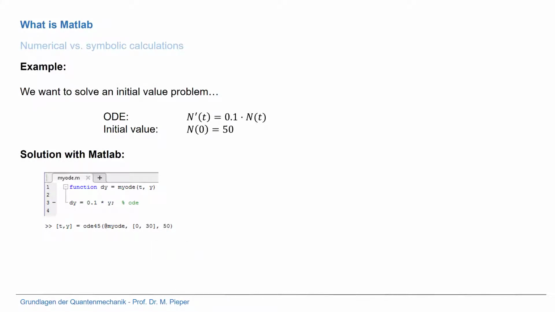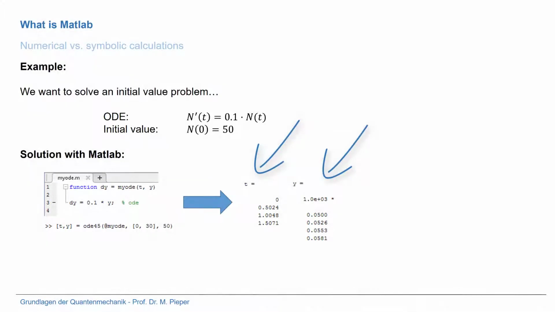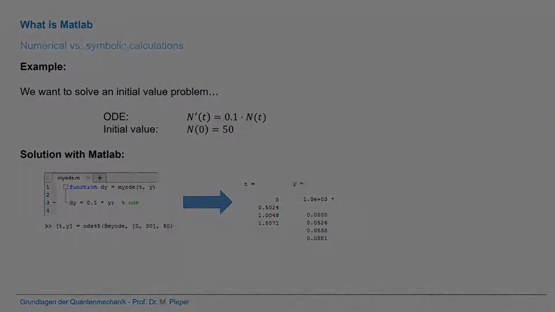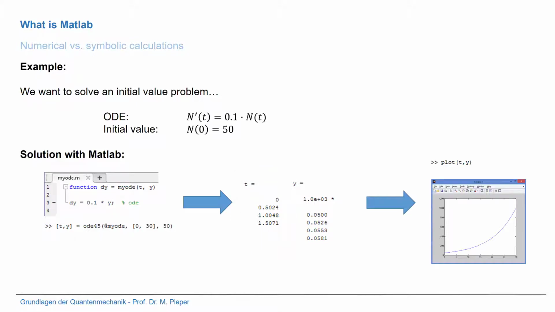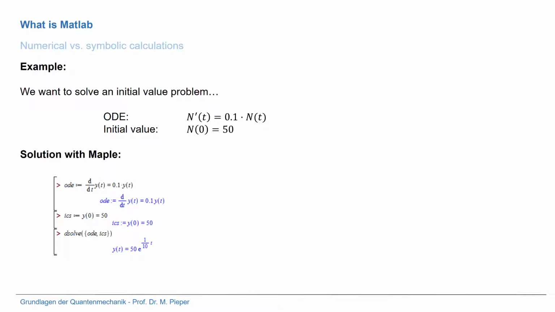And what do you get back? You get two vectors, a time vector t and a solution vector y. And if you look at the time vector, then you see that you only obtain the solution at certain time points. And that's because you discretize the time. It's not continuous. And then you can take these two vectors and plot the solution, and you obtain an exponential function.